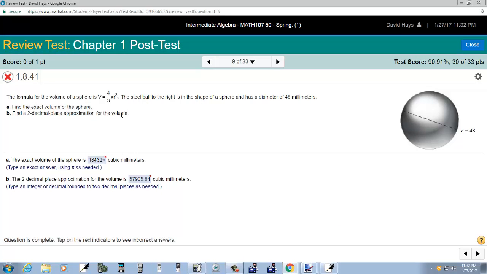This is the one where I think, oh, diameter of 48. Okay. So radius would be 24. So what I did wrong there is I didn't read the problem correctly. The diameter is the distance all the way across, so half the distance would be our radius. So put 24 in for r. Okay, that makes sense.